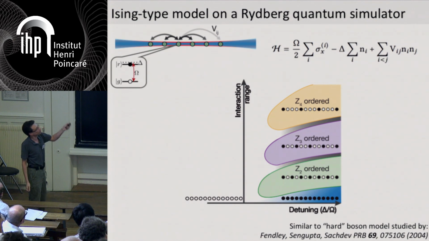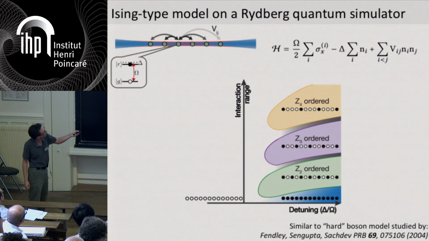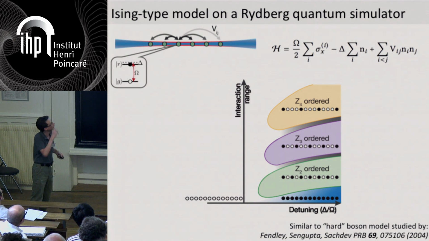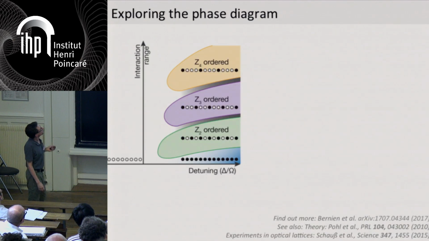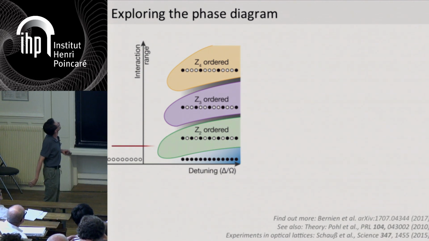But as the strength of interaction increases, the blockade radius becomes larger and larger, and then the phases that come out of the simulations are Z3 or Z4 order, where you get one Rydberg excitation every third site of the lattice or every fourth site, etc. So this is theory. Now the good news is that we can probe this phase diagram with our experimental system, which can be seen as a quantum simulator in this case.